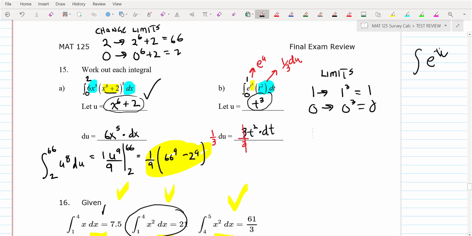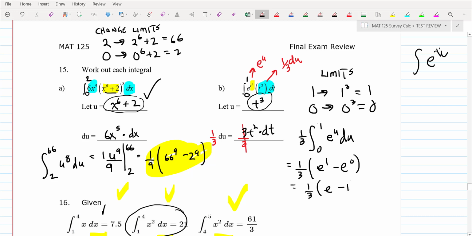So what you would end up with then is the integral from 0 to 1 of 1/3 e to the u du. Okay, so that's how everything gets put together. That's as simple as it's going to get too. So what you would have is 1/3 times the upper limit, e to the first minus e to the 0. So you'd have 1/3 times e minus 1, since e to the 0 is 1. So that's a good answer. And that's exact. You don't need a decimal, that's exact.